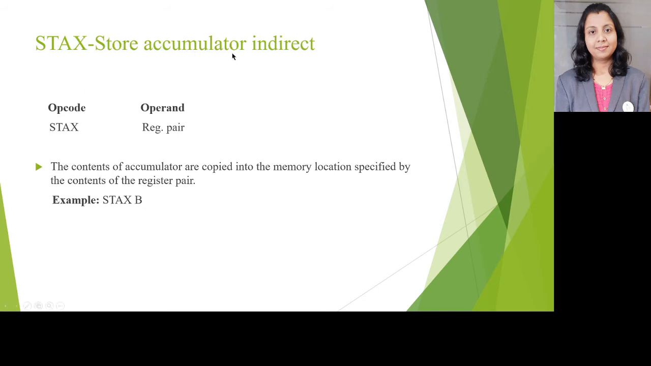STAX, store accumulator indirect. STAX is the opcode and a register pair is specified as the operand with this opcode. The contents of the accumulator are copied into the memory location specified by the contents of the register pair. The accumulator contents are transferred to the location pointed to by the B register pair.